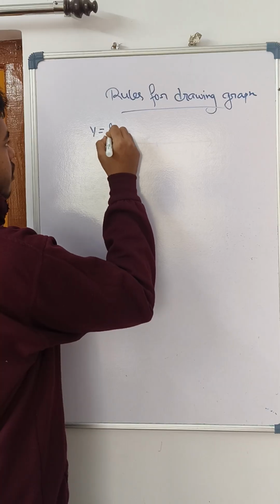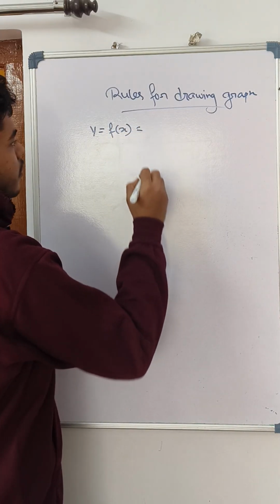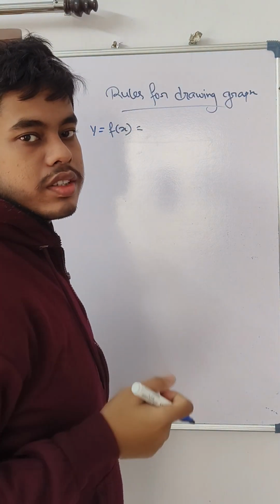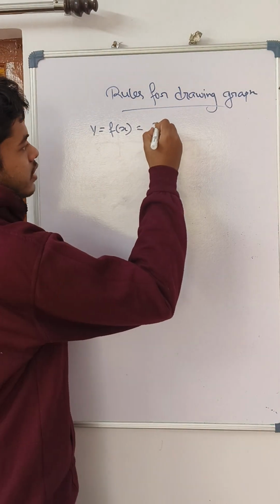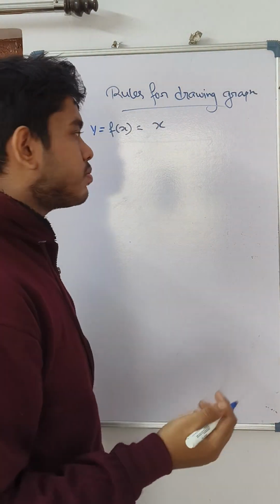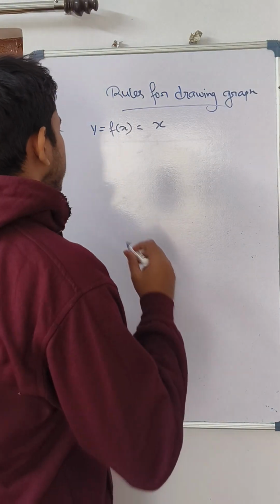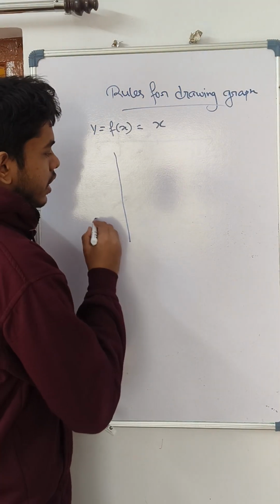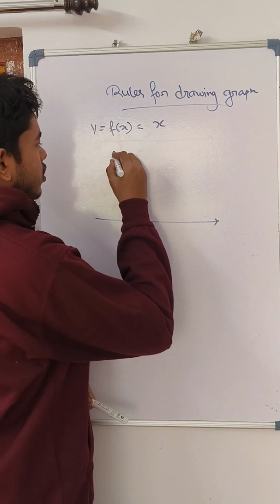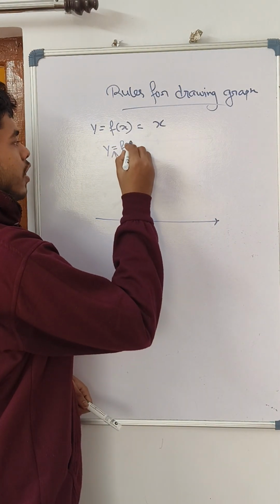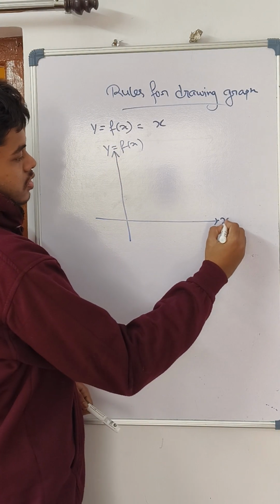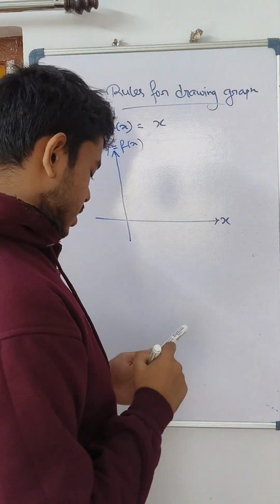So let's suppose we have y equals f of x. Let's start with a simple example. So the first rule is you set up the axis. Okay, this is y and this is x. First set up the axis.